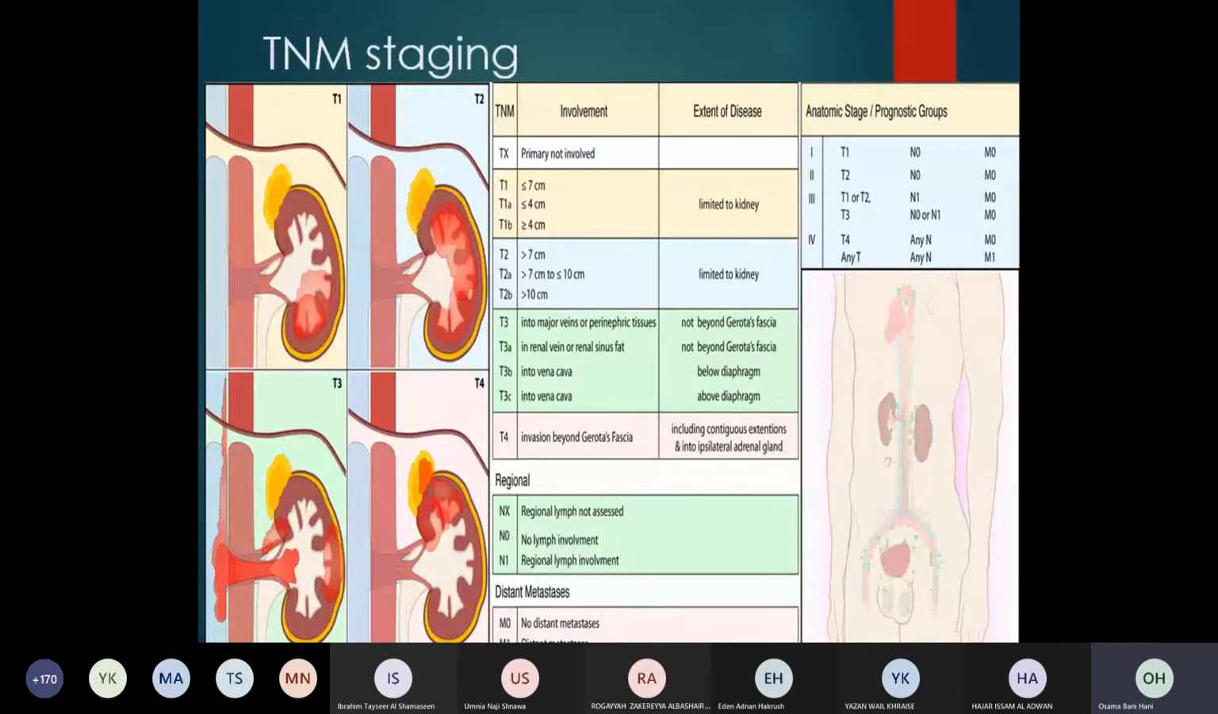The TNM classification depends mainly on T, tumor size, N, lymph nodes, and M, metastasis. And when it comes to the T, we know that T1, T2, T3, T4 mostly depends on the size. Any size less than 7 centimeters is T1, more than 7 centimeters is T2.